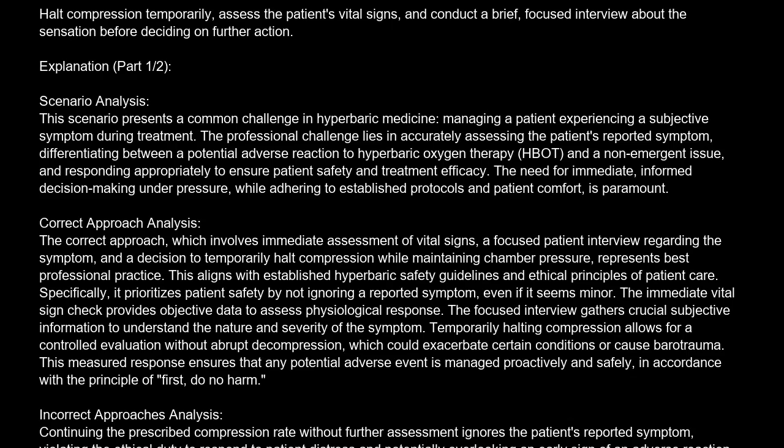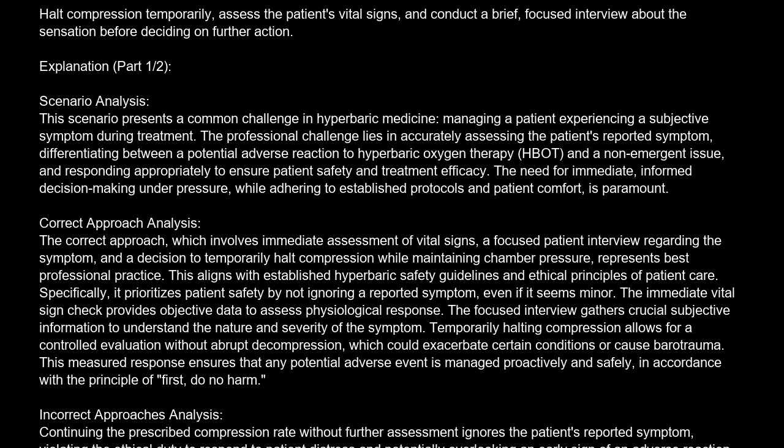The correct answer is C. Halt compression temporarily, assess the patient's vital signs, and conduct a brief, focused interview about the sensation before deciding on further action. Explanation. Scenario analysis. This scenario presents a common challenge in hyperbaric medicine, managing a patient experiencing a subjective symptom during treatment. The professional challenge lies in accurately assessing the patient's reported symptom, differentiating between a potential adverse reaction to hyperbaric oxygen therapy, HBOT, and a non-emergent issue, and responding appropriately to ensure patient safety and treatment efficacy.